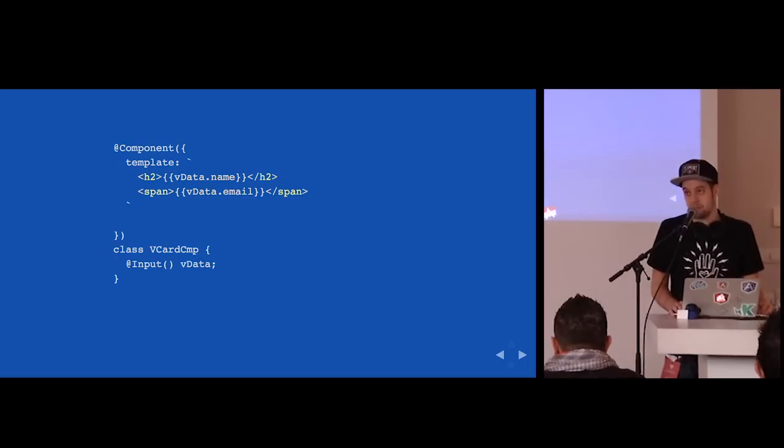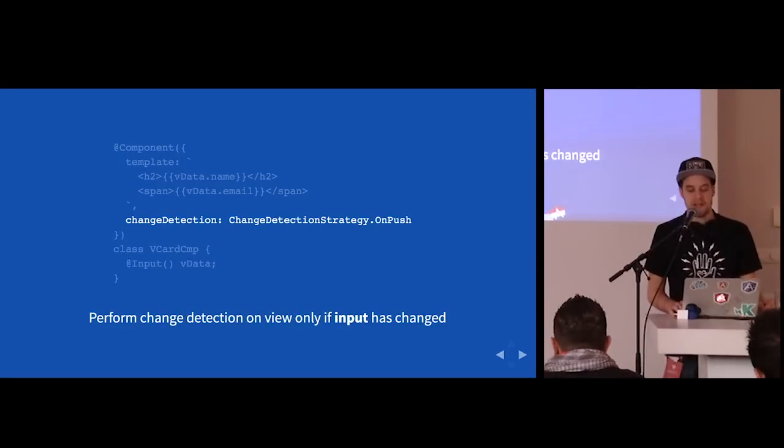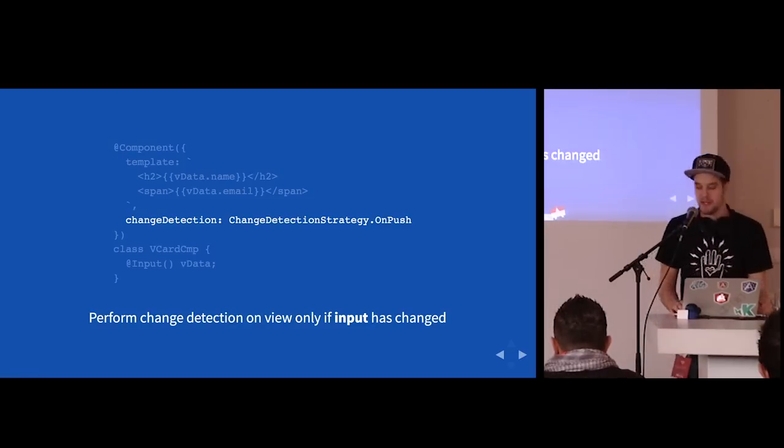So this is what the vcard component looks like. It only depends on its input, the vdata object, right? So now we can tell this component, hey, you only need to perform change detection when this input changes. And a change means a new reference. If I use immutable data structures, this is a guarantee. So we set the change detection strategy to onPush. This is how we do it. That tells Angular to only run change detection for this component when an input property changes. And again, with immutable data structures, a change means a new reference, so we can take advantage of that.